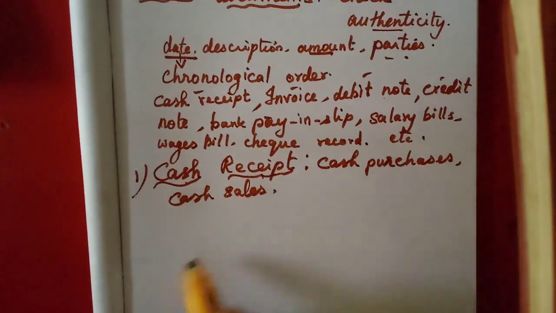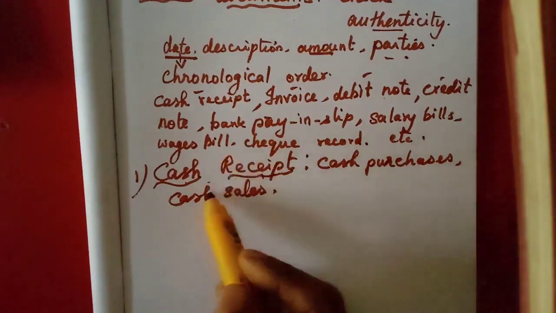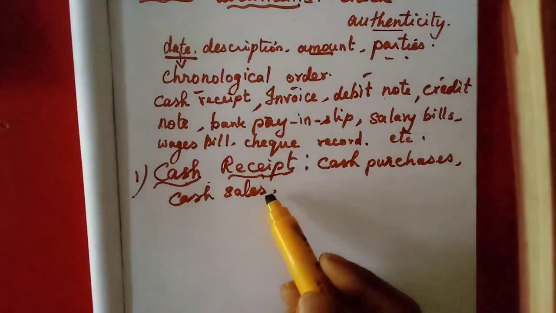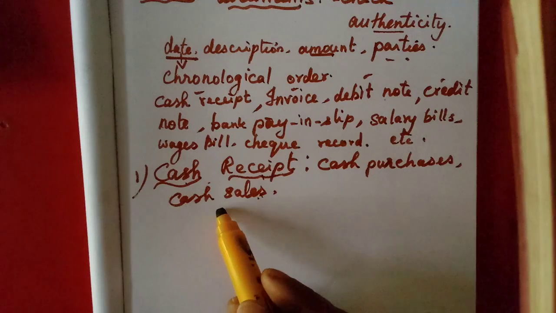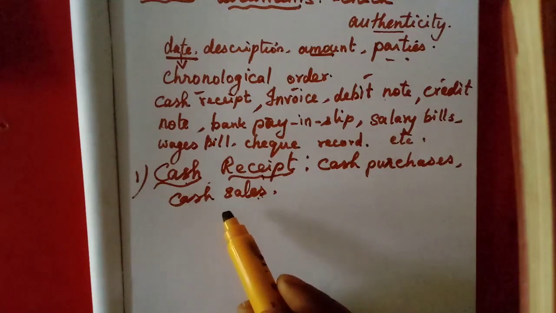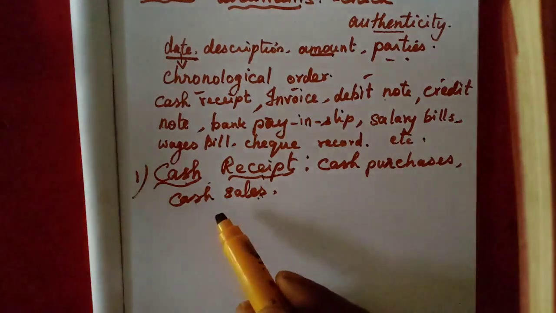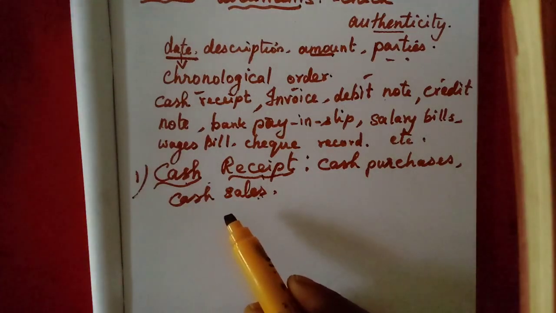And the same thing will be there. Okay, date will be there, to whom we are issuing. For the cash sales, we will receive the cash receipt. There, the amount will be written, date will be there. What things we have purchased, everything will be written there.